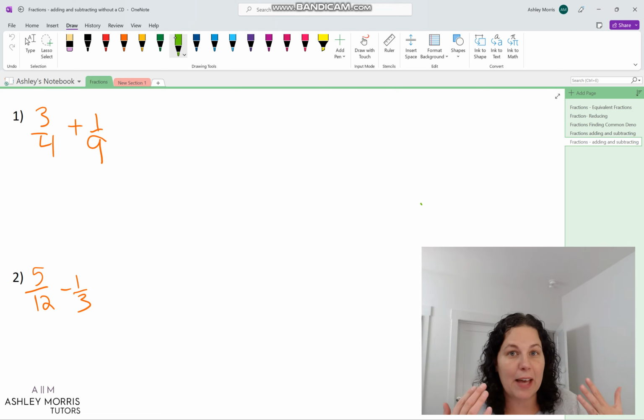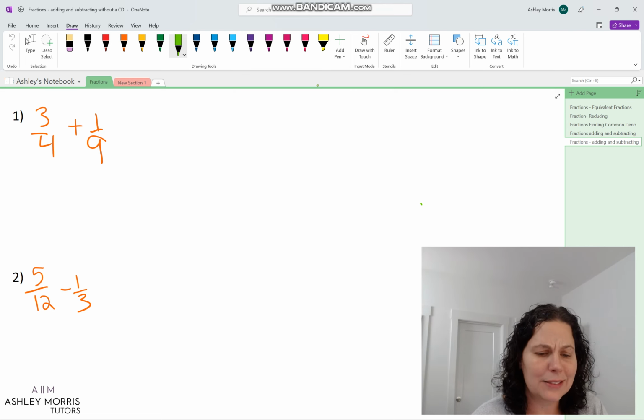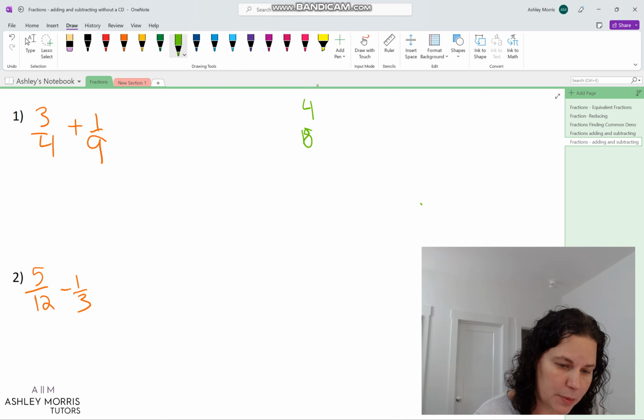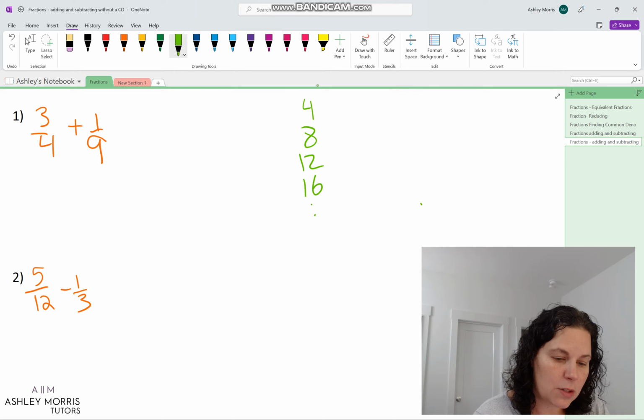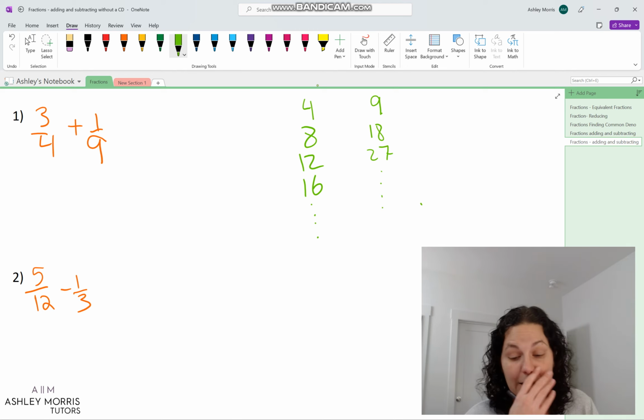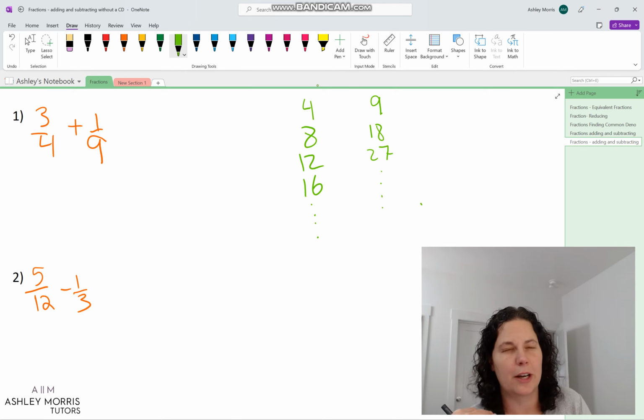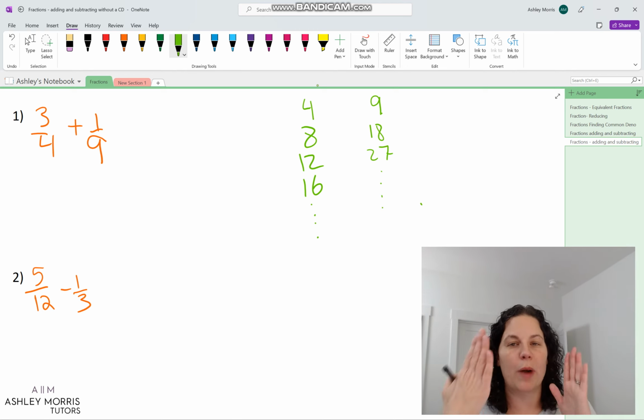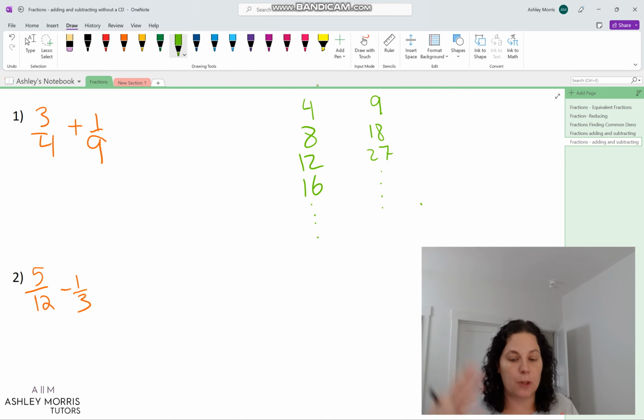If you can't look at that and see, again, get some scrap paper out. 4, 8, 12, 16, and so on and so forth. And then do the same thing with your 9, 18, 27, so on and so forth. And you'll get to 36. Just write out all the multiples in order for 4 and for 9, and you'll get to 36. That's where they're the same.